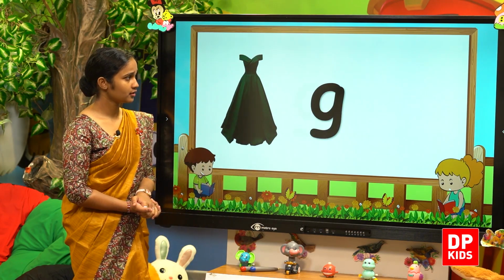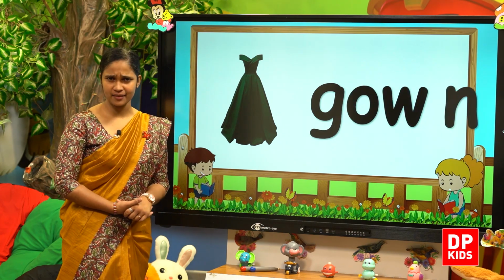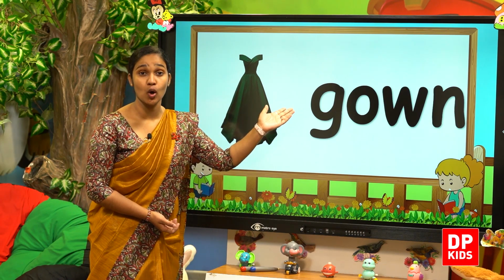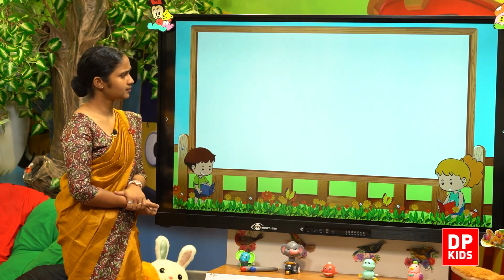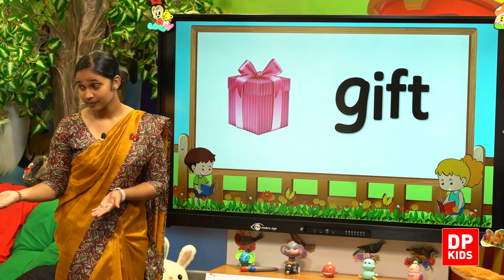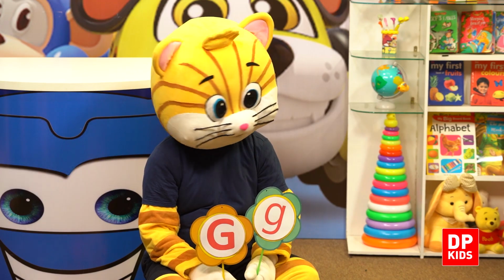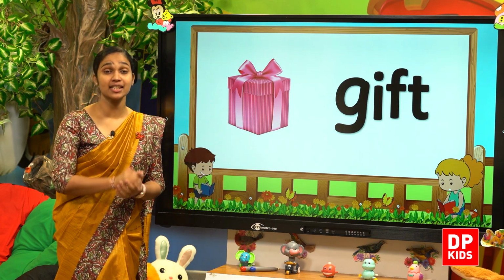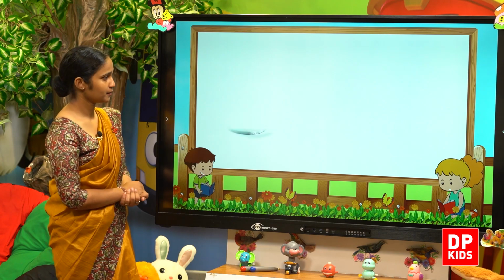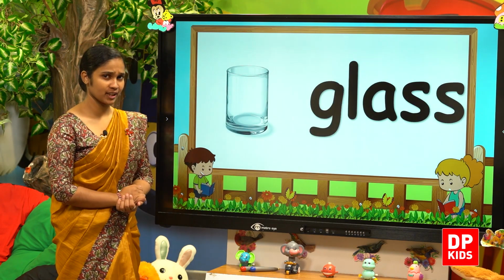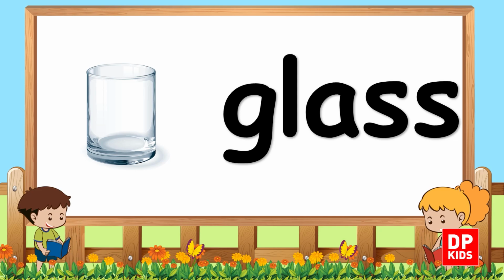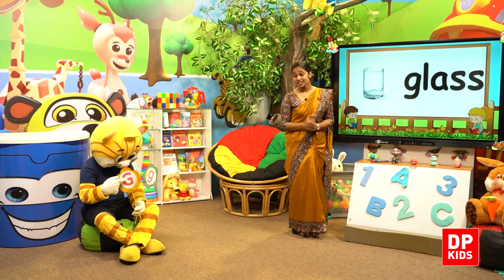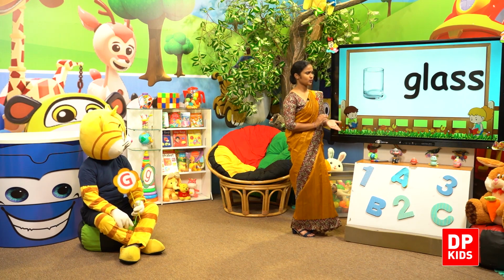We'll go to the next word. Yes. A beautiful dress. What is this? Yes, you can say this as gown. G. Gown. What is the next word? A present. What do we call a present? G. Gift. This is a gift. Gift starts with the letter G. We'll go to the next word. A mirror cup. What do we call it? G. Glass. G. Glass. Glass starts with the letter G. Very good, Kitty. We'll go to the next one.